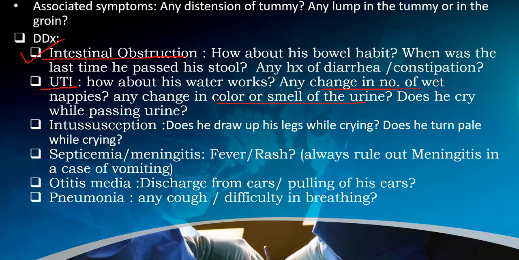So for UTI, you ask how about his waterworks, any change in color or smell of the urine, does he cry while passing the urine? And also, if it is dehydration, then we ask is there any change in number of wet nappies? Okay, so any change in number of wet nappies is important to ask. Why? Because the children who are having dehydration, the number of wet nappies will be reduced. This is a very important sign that you can understand that this child is having dehydration or not.